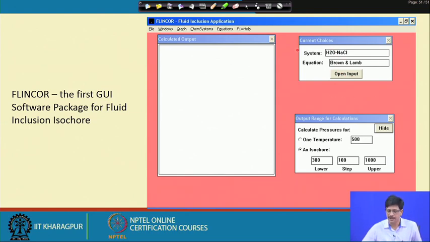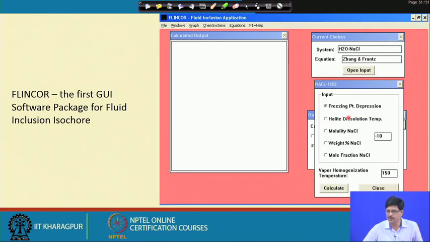Just for example, in the case of H2O-NaCl, one chooses the system that the inclusion belongs to. When the microthermometry data acquisition is over, the user has to specify what system that particular inclusion fluid belongs to. Then a drop down menu gives choices from the many formulations available at that time. One chooses one of them, and then an input box opens where one could give either freezing point depression, or halide dissolution temperature, or molality, or weight percent NaCl, or mole fraction. These parameters may even need to be calculated, since one may not have them readily available.